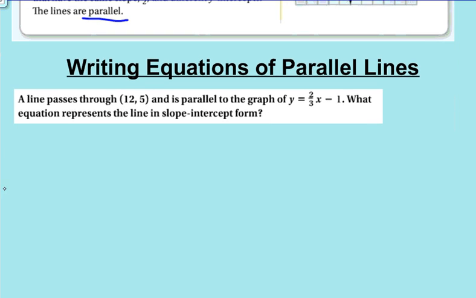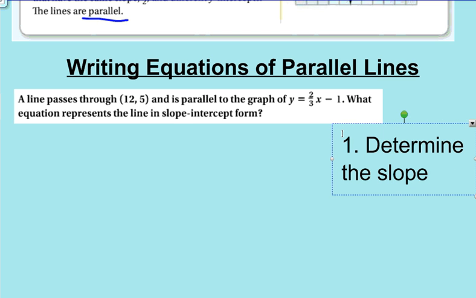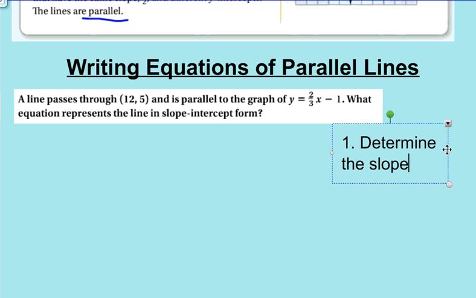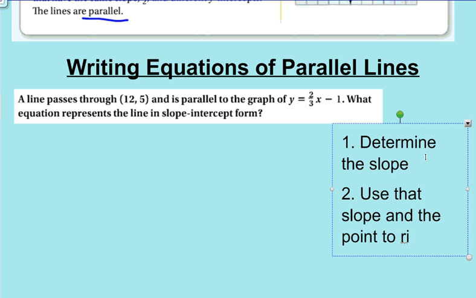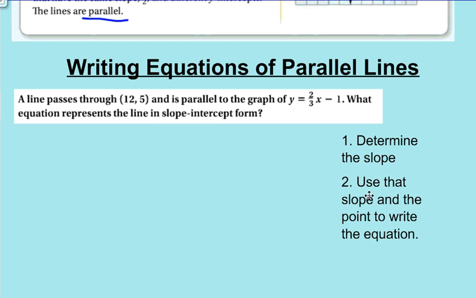So let's write some equations of parallel lines. It says a line passing through the point (12, 5) is parallel to the graph of the equation y equals 2/3 x minus 1. What equation would represent that? So what we're going to do is determine the slope. Once you determine the slope, you just use that slope, because it's got to be parallel, meaning it's got to be the same slope. So we determine the slope, use that slope and the point to write the equation. And we can do that either using point-slope form or using slope-intercept form. It really doesn't matter. We've learned two different ways.